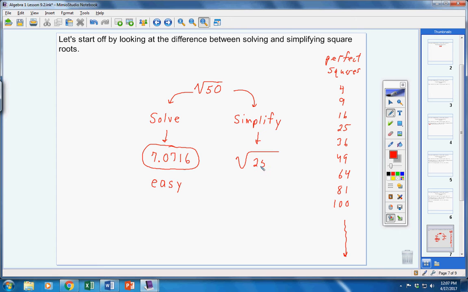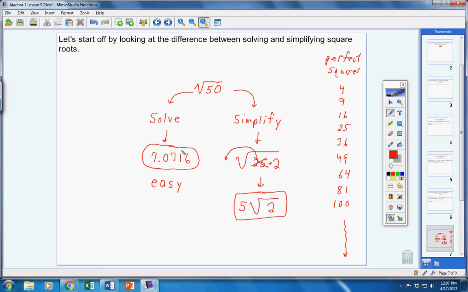I write 25 times 2. Now, Mr. Earhart, why did you do that? Because now you can take the square root of 25. So we leave the 2 on the inside because we do not know the square root of 2. But we do know the square root of 25. So cross it off. What is the square root of 25? 5. So put a 5 on the outside. And there you go.